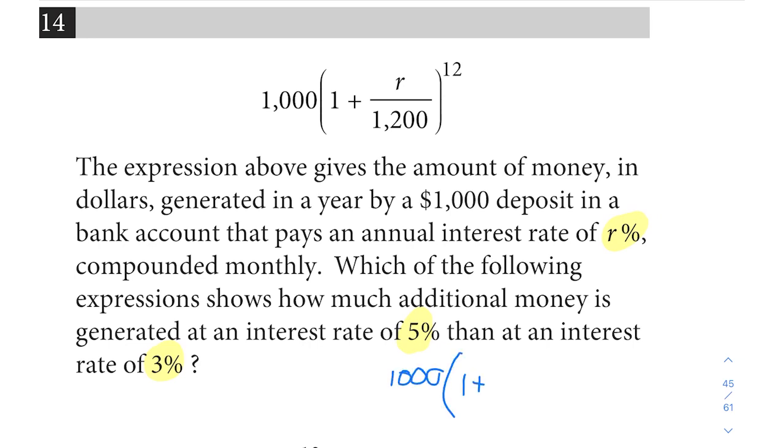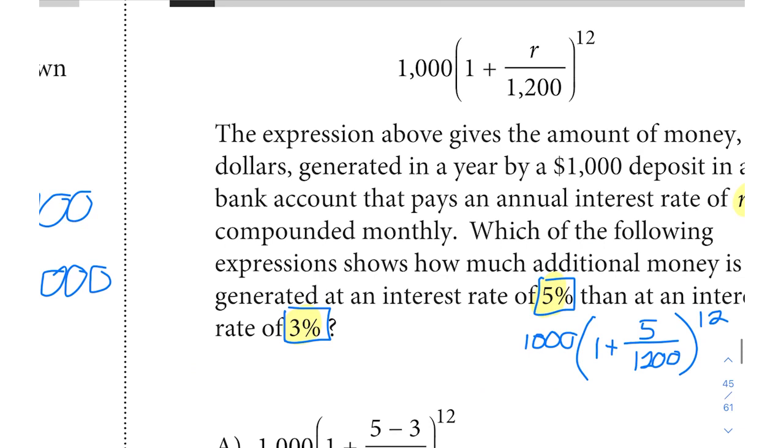So the 5% rate would look exactly like that equation that we see above. It'd be 1,000 times 1 plus, and then in place of R, we're going to replace that with a 5. So it would be 5 over 1,200, and then the whole thing to the 12th. And that's for the 5% interest. And then they want us to compare that to what's generated at 3% interest. So let's take a look at that one.